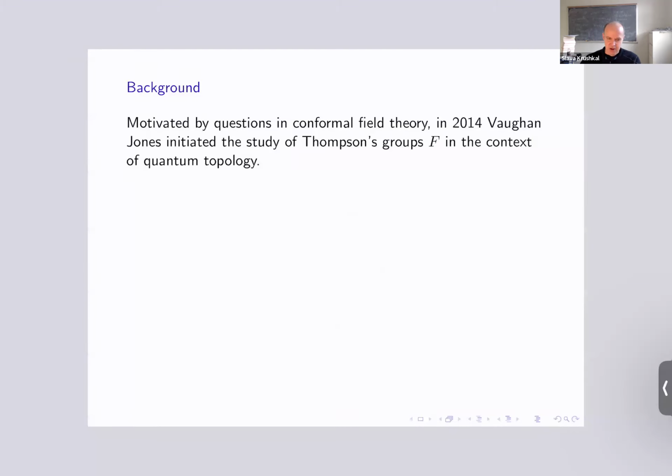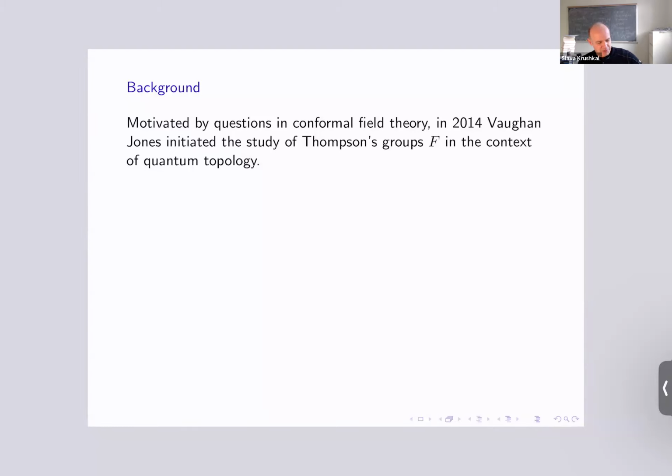This research direction was started by Vaughan Jones about 10 years ago. And he was really motivated by the question of approximating various objects in conformal field theory by discrete lattice models. This is not the subject of my talk, but this is the background and motivation.